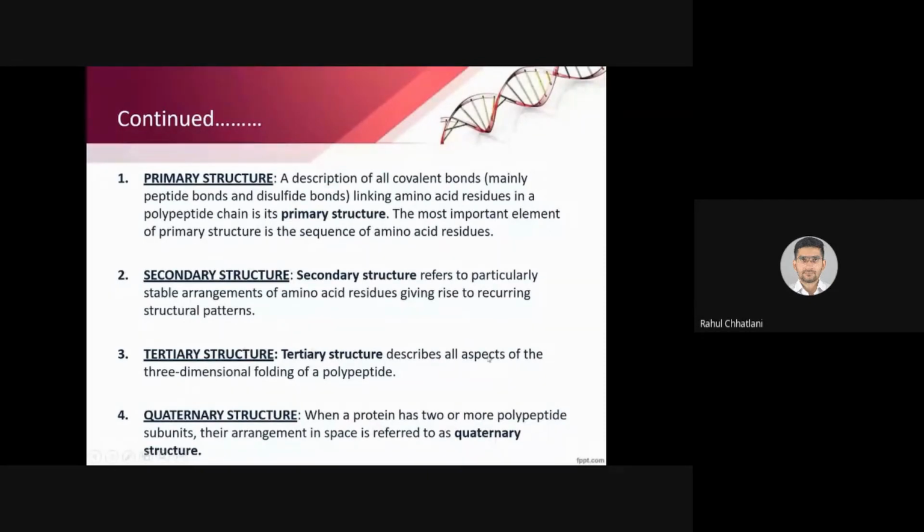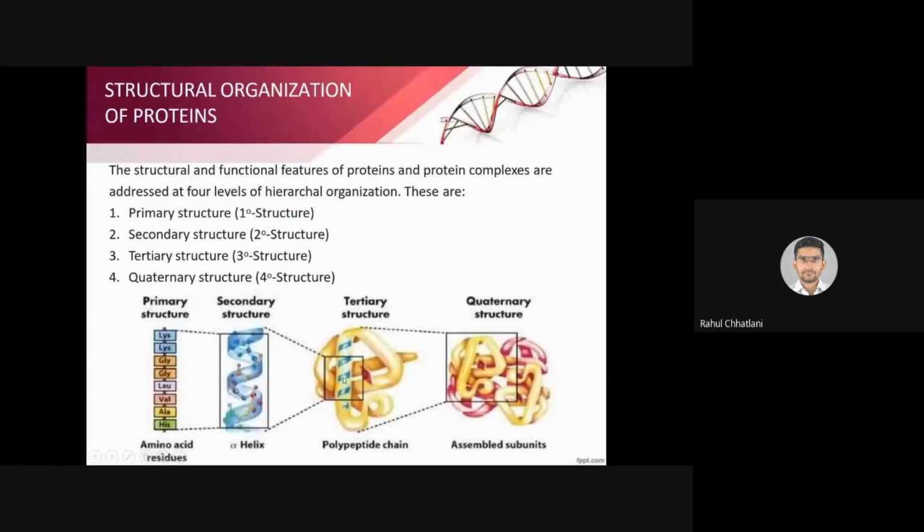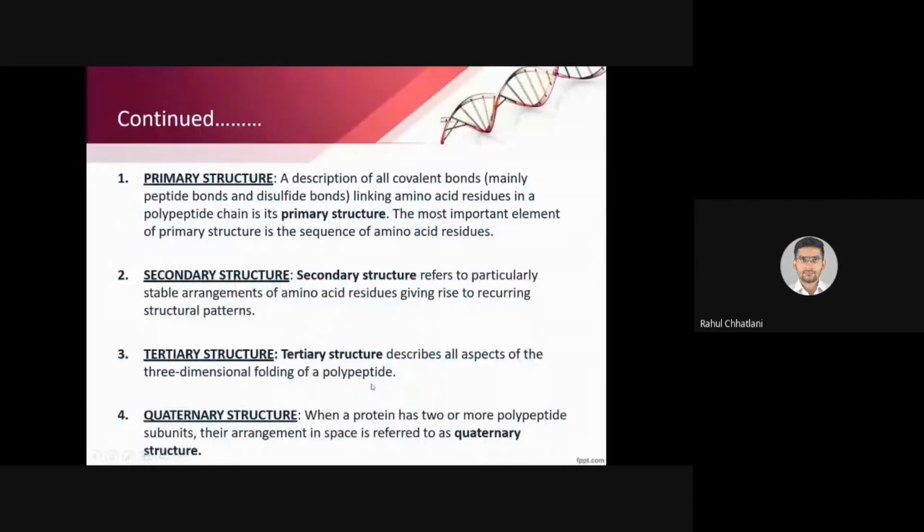Tertiary structure describes all aspects of the 3-dimensional folding of a polypeptide. So you can see it is 3-dimensional. Up till here, this is single dimensional, this is 2-dimensional. Yes, you can form a helix on a paper, that is 2-dimensional, but you cannot form this type of structure on a paper. This is a 3D model, you can see. So this is again a 3D structure.